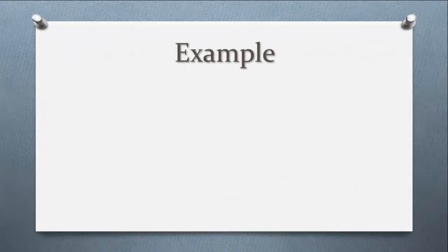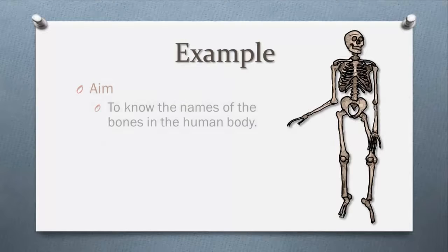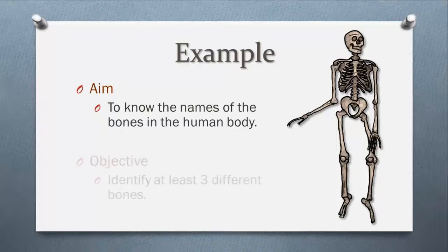If we're doing a lesson on the human bones, you might set your aim to be to know the bones of the human body. This is not very specific and needs breaking into manageable chunks. Remember, an aim is only a broad outline. So our first objective could be to identify at least 3 different bones. This is much more specific and is the first stepping stone of the lesson.